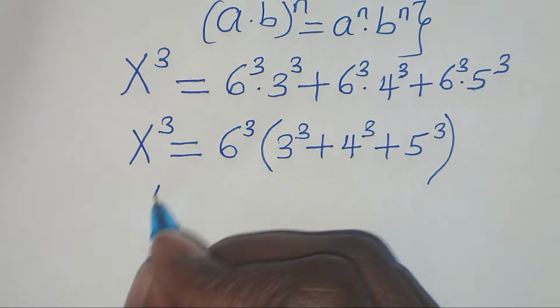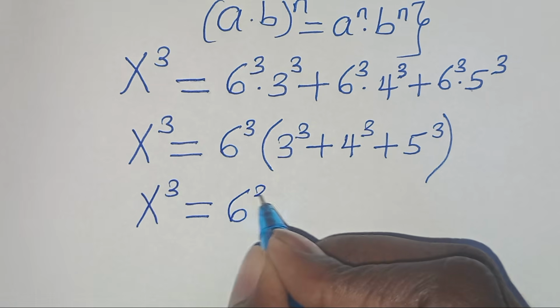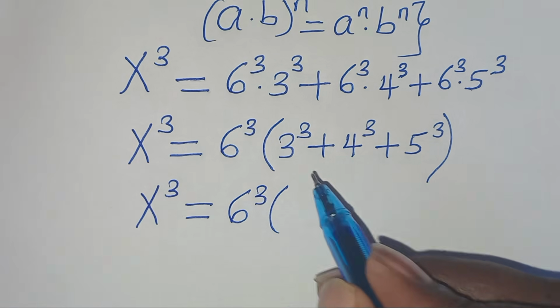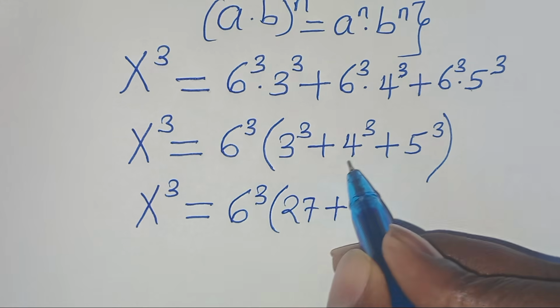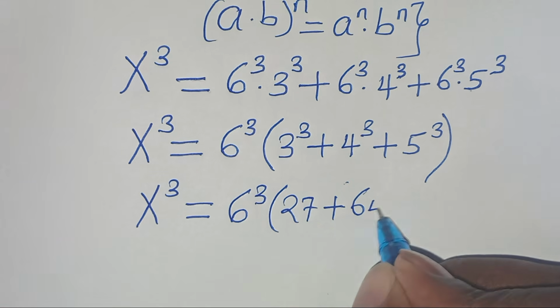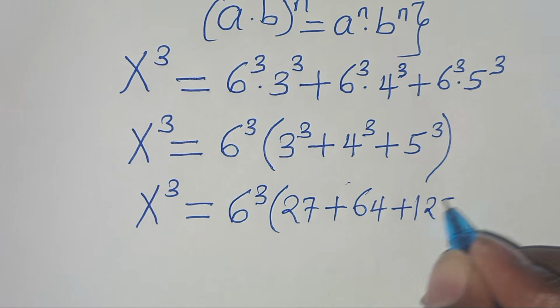So we have x to the power of 3 equal to 6 raised to the power of 3 into the parentheses: 3 to the power of 3, this is 27, plus 4 to the power of 3, this is 64, then plus 5 to the power of 3, this is 125.